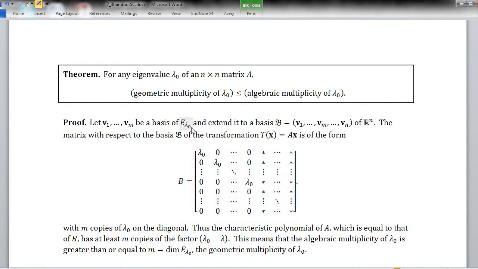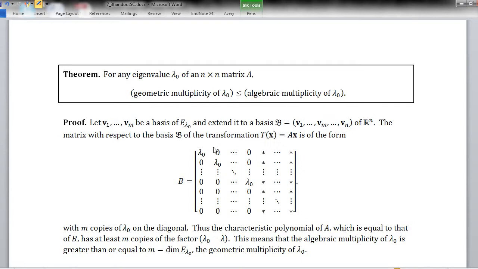Let's focus on a particular eigenvalue, lambda naught. Excuse me. And suppose that it has geometric multiplicity m, so that I have a basis for it containing m vectors. Okay, and there's a theorem that says you can always extend a linearly independent collection of vectors in Rn to a basis for Rn just by adding some more vectors to it. Okay, so take your v1 through vm, add a few more vectors if necessary to get a basis for the whole space.